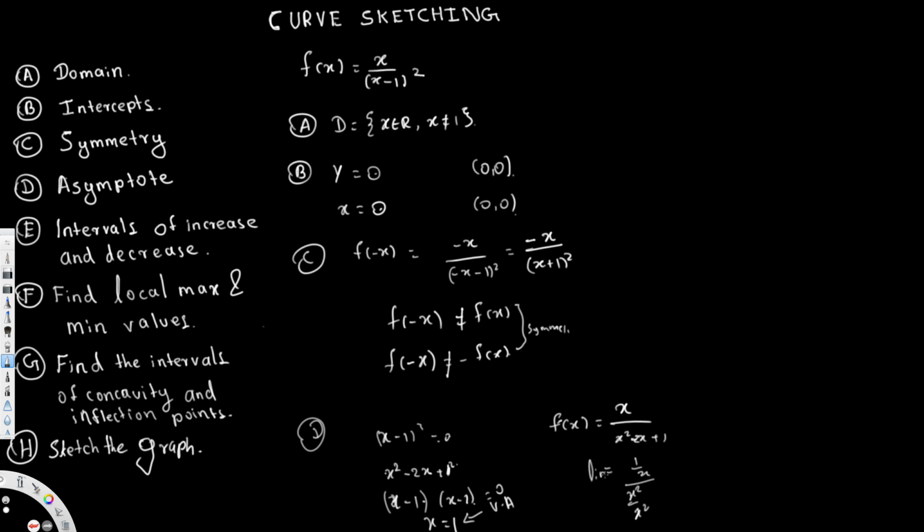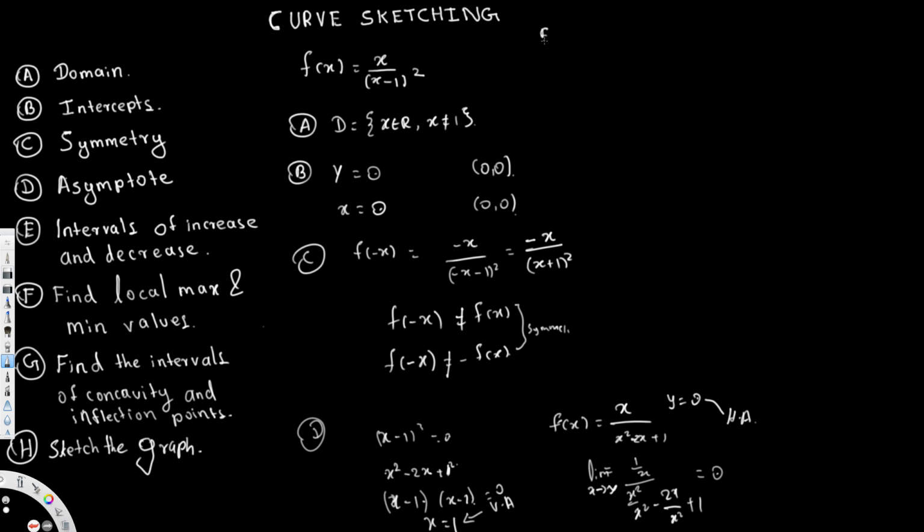So this is the limit as x approaches infinity of minus 2x over x squared plus 1. In this case, if I apply infinity, this will become 0, and whatever the number divided by infinity is going to be 0. So therefore my horizontal asymptote comes out to be y is equal to 0. So this is our horizontal asymptote.